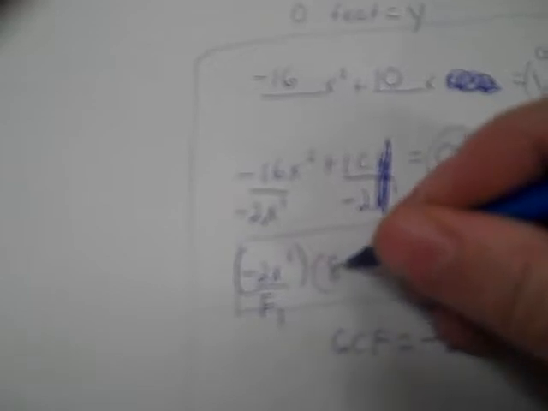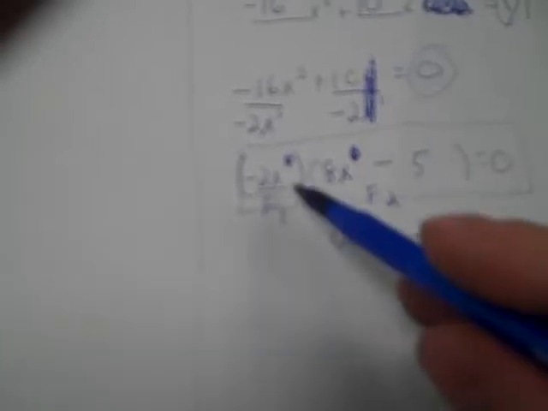Okay, negative 16 divided by negative 2 is 8. Then on x, we take 2 minus 1, that's 1. Then I take positive 10 divided by negative 2, and that's negative 5. So I put a 5 with a minus. Get those 1s out of there, okay? And that's F2. So negative 2x could equal 0, or 8 times x minus 5 could equal 0.